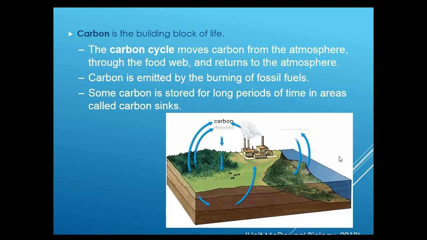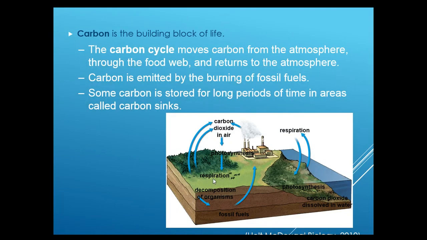The next one we're going to take a look at is the carbon cycle, since carbon is a building block for all life on Earth. So when we look at the carbon cycle, keep in mind that carbon's going to be moving from the atmosphere through a food web, and then it will be returned to the atmosphere once more. So carbon will be emitted through the burning of fossil fuels. And just like we saw with the oxygen cycle, carbon dioxide is going to be used by photosynthetic organisms.